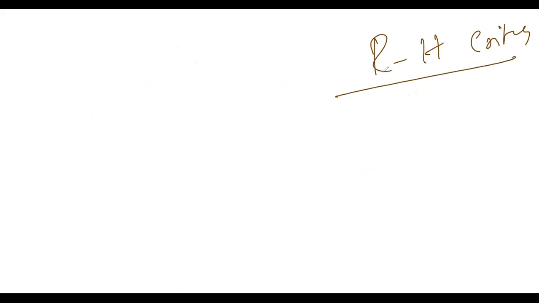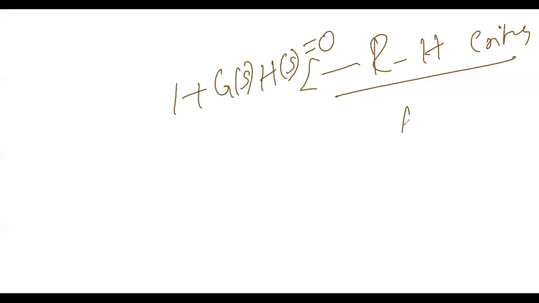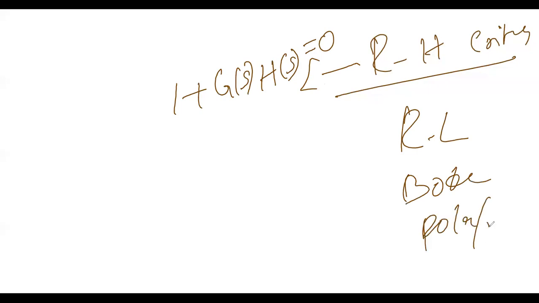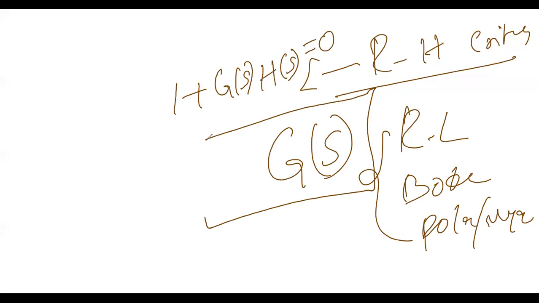And one more difference for RH criteria. What is the data we require to apply RH criteria? మనకి ఏం కావాలి? The characteristic equation, that is 1 plus G of s into H of s equal to 0. But for root locus, Bode, Polar, or Nyquist, we don't need a characteristic equation. The open loop transfer function G of s is sufficient to find the stability of closed loop system.